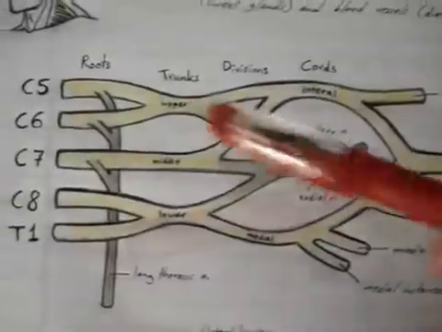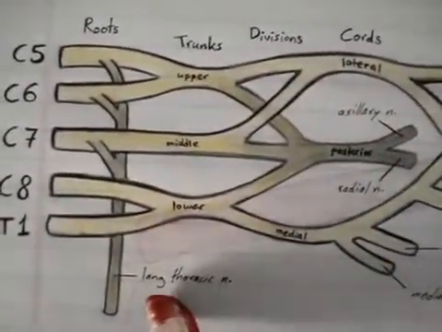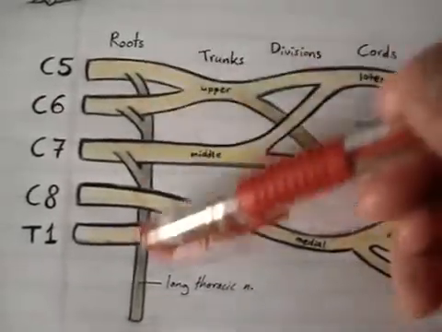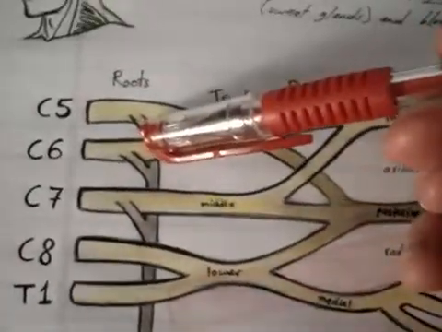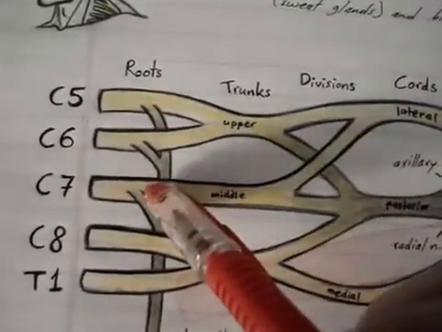One more important branch is this one here. It's called the long thoracic nerve. As you can see, the origins of this nerve are roots C5, C6, and C7.